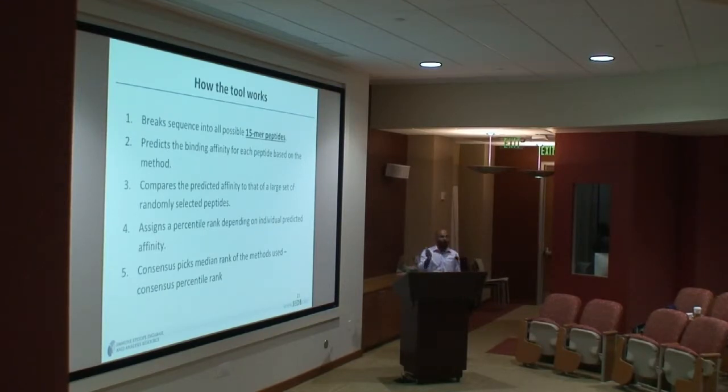So now you know how to upload your data in the tool. Let's see how the tool works. Again, how the tool works behind the scenes is the same as class 1. Once the tool has the sequence, it breaks down the sequence into all possible 15-mer peptides. And then it predicts the binding affinity for each peptide based on the method that we chose, and then compares the predicted binding affinity with a large set of randomly selected peptides, and then assigns a percentile rank depending on the individual predicted affinity. So it's all the same as before.